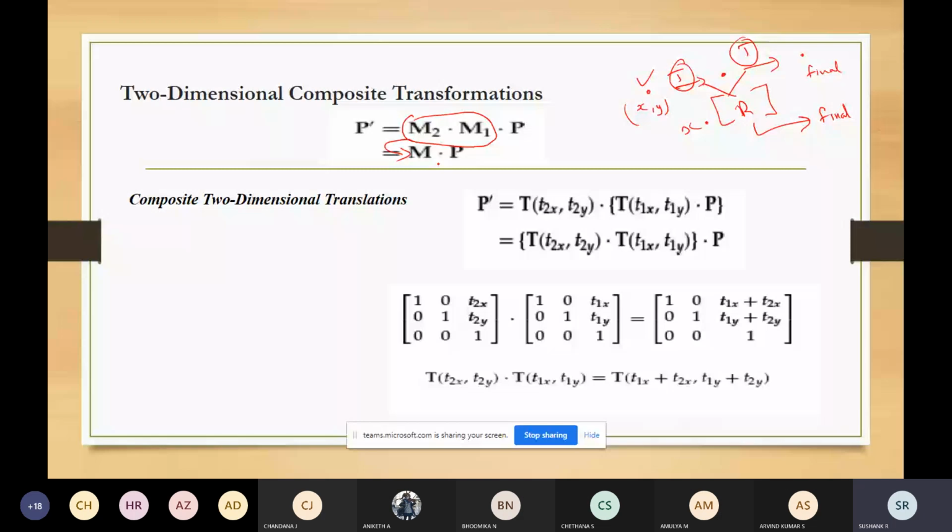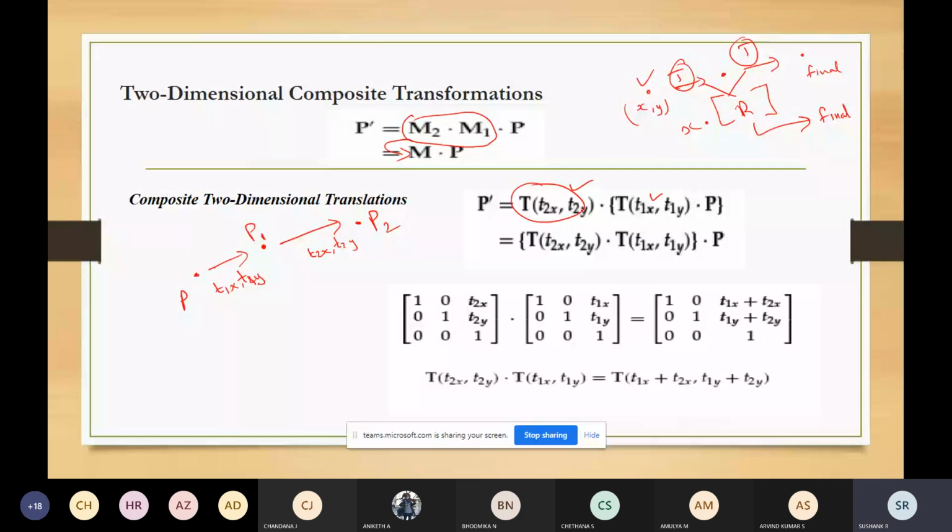Now we will talk with respect to translation. For example, there is a point P. For that, I want to apply one translation, T1x, T1y. On applying this translation, this point will move to some location called P1. Again, for this point, I want to apply the translation T2x, T2y to move to the final location P2. So instead of applying like this, I'll find the product of these intermediate matrices.